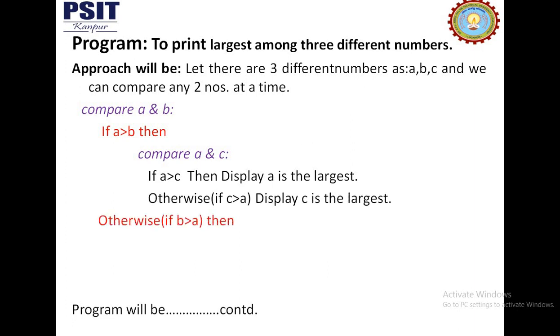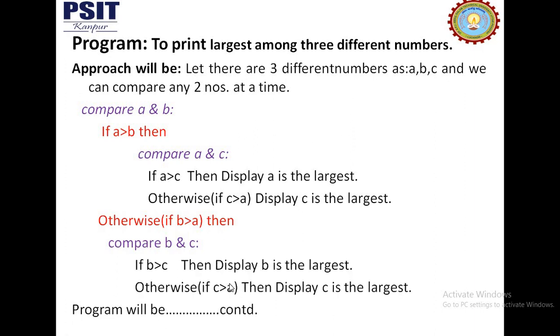And take the opposite part of the outermost condition written in red, A is greater than B. Opposite, what will be the opposite of this? B is greater than A. That means you are automatically testing it because A and B are not equal. So if A is not greater than B, it will be in the otherwise part, that means the else part. Then you will compare B and C.